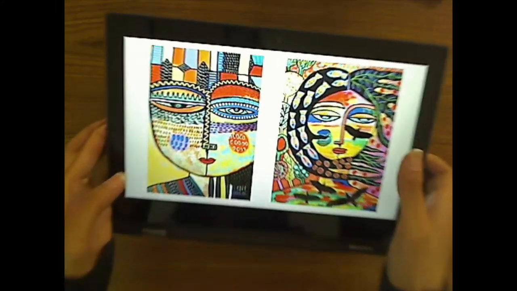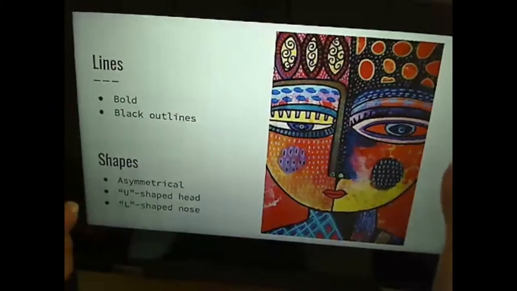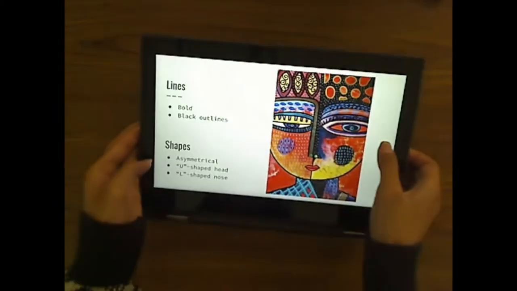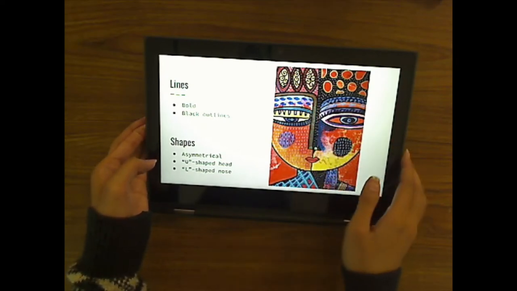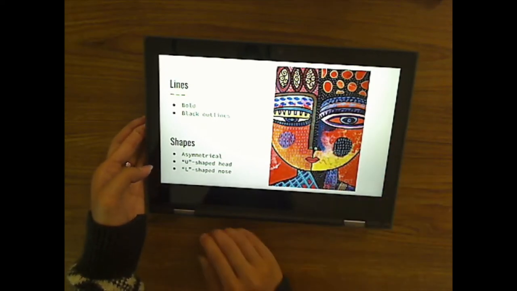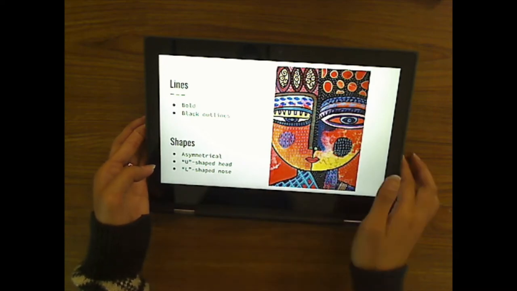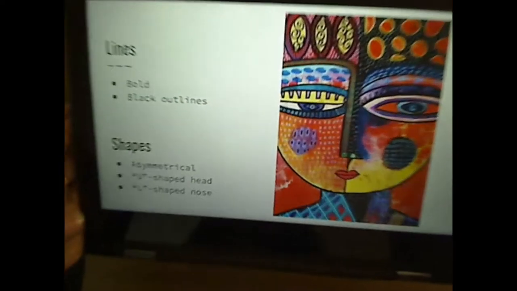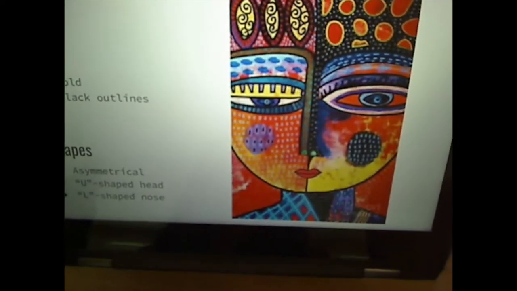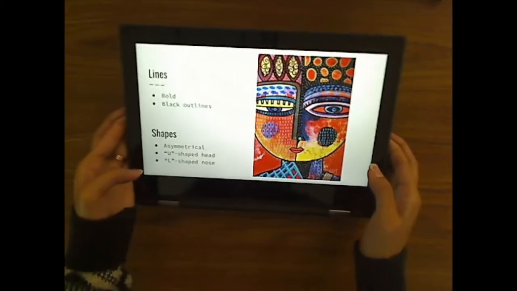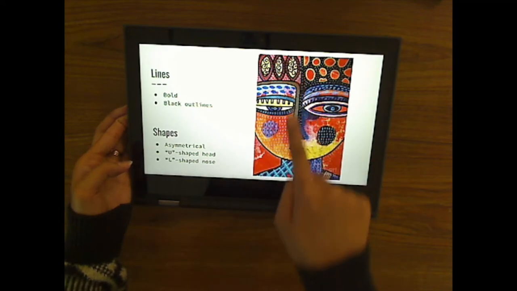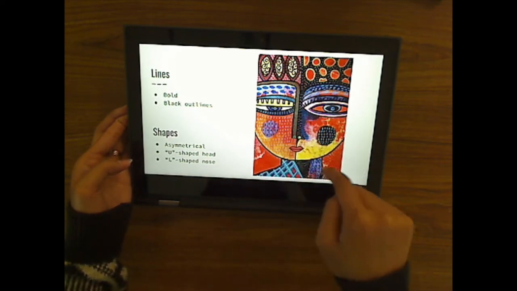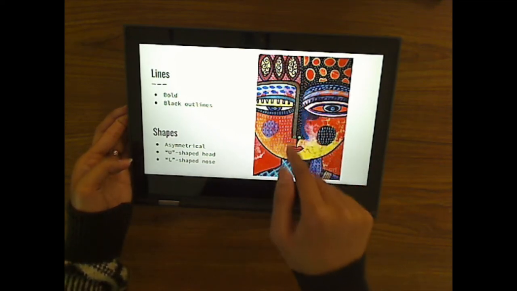Here's some more of her artwork. We talked about her use of line. She uses bold black outlines, and the shapes that she uses are asymmetrical. Asymmetrical means they're not the same, so different shapes on each side of the face. The head is usually U-shaped, and the nose is an L shape. So it can be a regular L, or it can be a backwards L.